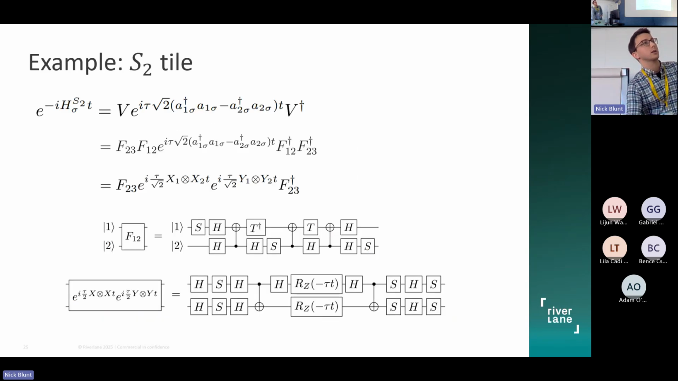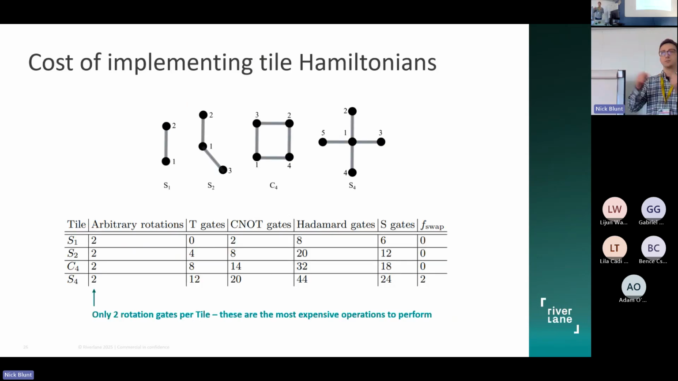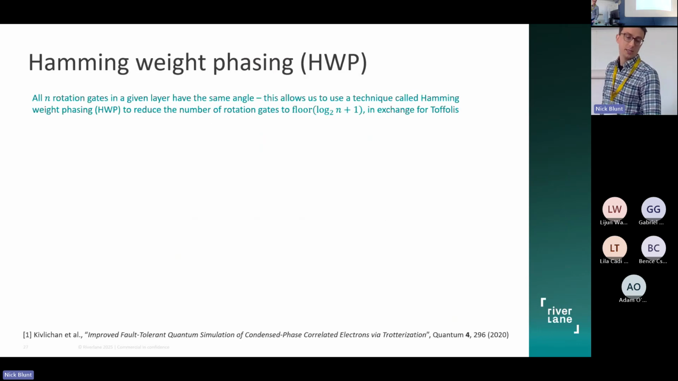Okay, and just going back, I mentioned this point that the rotations have the same angle. But actually, if you're implementing a whole section using the same tile over and over again, what you have to do is implement a whole layer of n rotations, which all have the same angle. And it's the same for the interaction term. Again, it's n rotations, which all have the same angle. And in this case, there's a trick called Hamming weight phasing that we can use to reduce the number of rotations. So this is another approach from the same paper by Google.